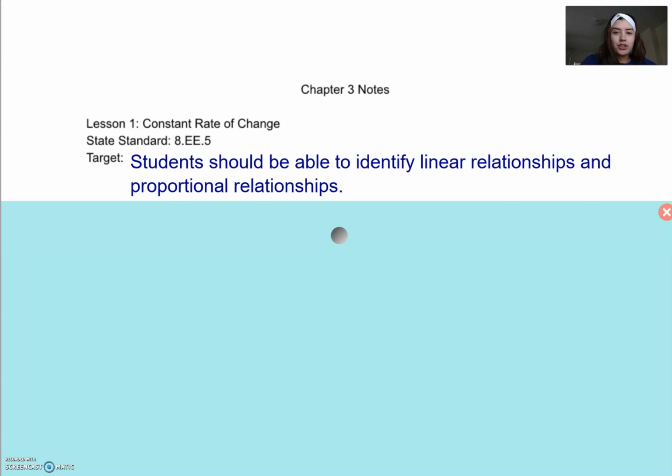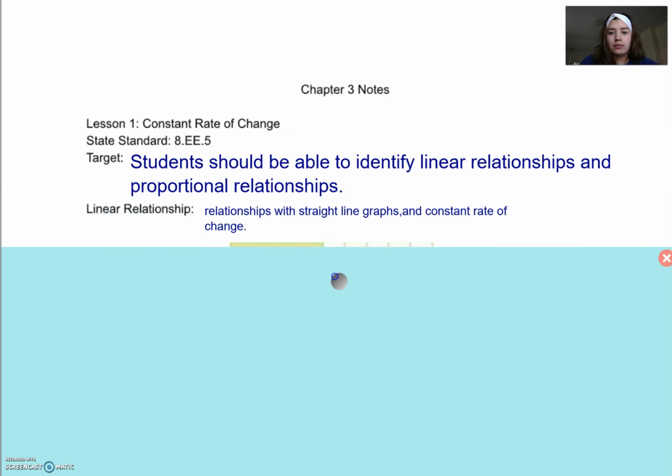Okay, so we are on to chapter 3. Now, all of chapter 3 is going to be about linear equations, learning how to find slope, what slope is, practicing more graphing. But today we're going to focus on one thing, and that's to identify linear relationships and proportional relationships. Now, there are some tools that we need to be able to identify either of those.